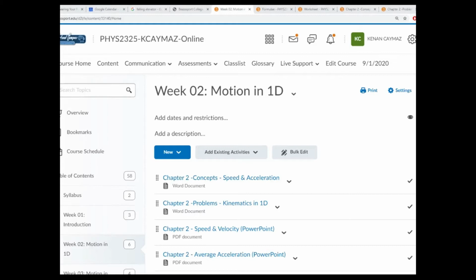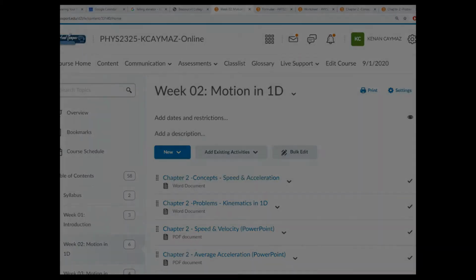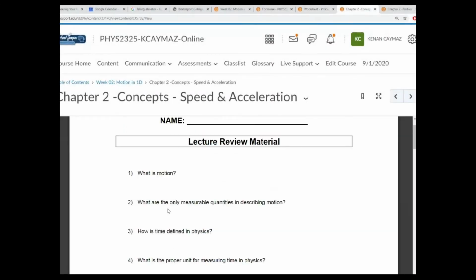What I'd like you to do is, whenever we get to the multiple choice section, just use the chat option. So A, B, C, and then place that in the chat. Are we good? Regarding the questions that I just asked, so what's motion?